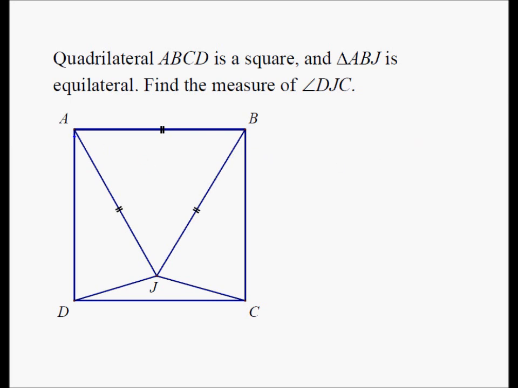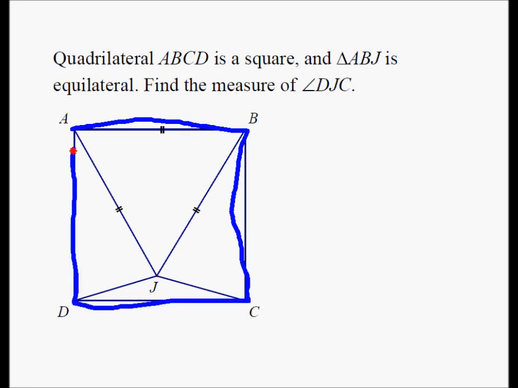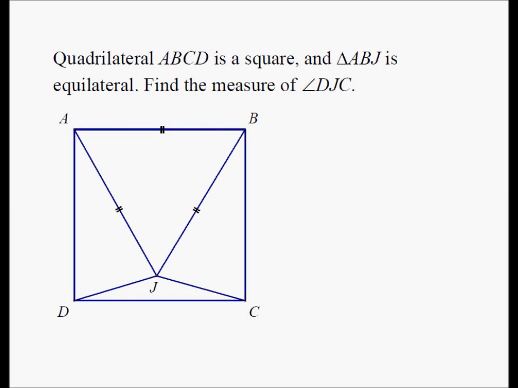What we have here is a square ABCD. ABCD is a square. Now, we also know that triangle ABJ is equilateral, so all sides of ABJ are congruent.